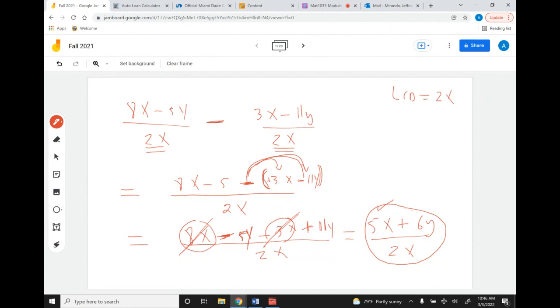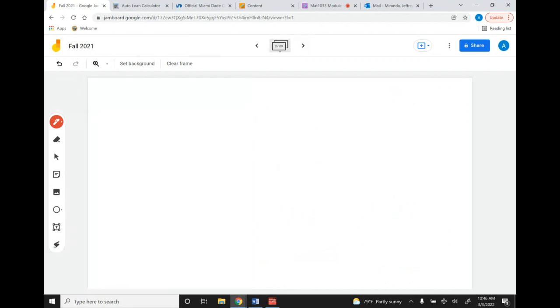Okay, this is a simple example where the denominators are exactly the same. Well, what happens when you don't have the same denominator? So let's see what happens there. Okay, so give me 1 second. Here's an example. We have 4b minus 9 over 2b plus 5b minus 1 over 6b.